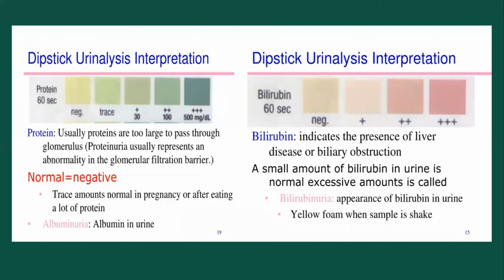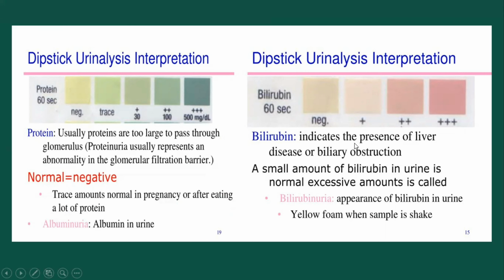Urine dipstick analysis interpretation. Proteins are too large to pass through the glomerulus. Proteinuria usually represents an abnormality in the filtration barrier. Normal is negative. A trace amount is normal in pregnancy and after eating a lot of protein. Albuminuria is albumin in the urine.